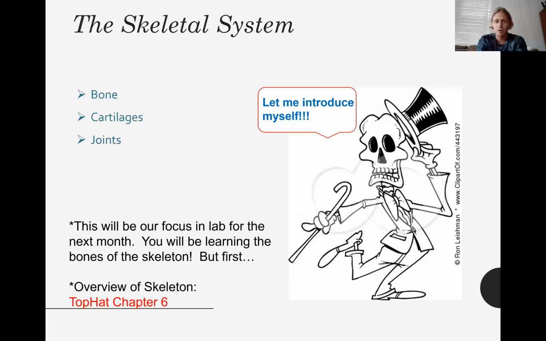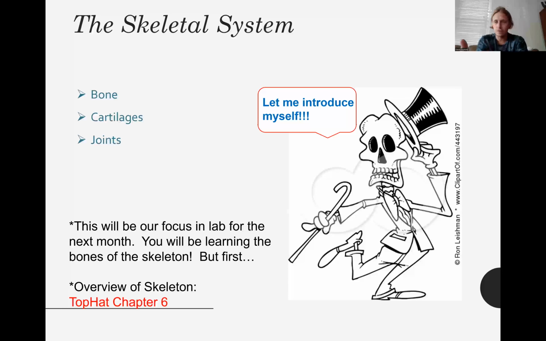Alright, so when we're talking about the skeletal system, we're really talking about three major things. We're talking about bone, cartilage, and joints. Alright, so joints, obviously, because that's where two bones meet, and not all joints are movable. Some joints are immovable. So you could have two bones meet and not move. That's still considered a joint, nonetheless.